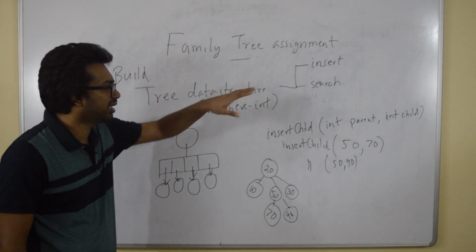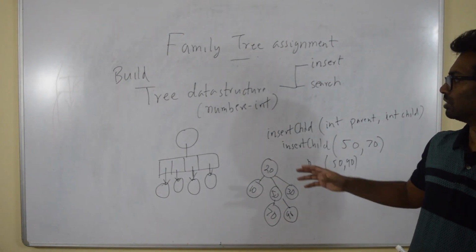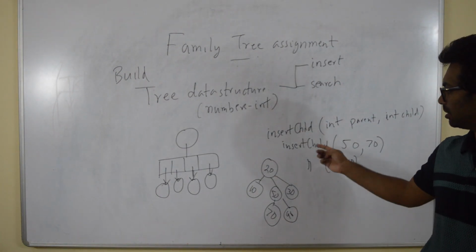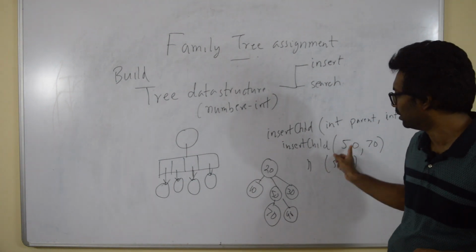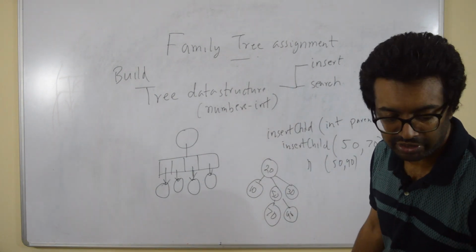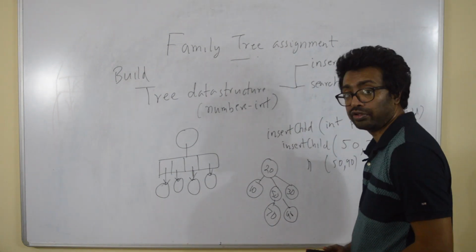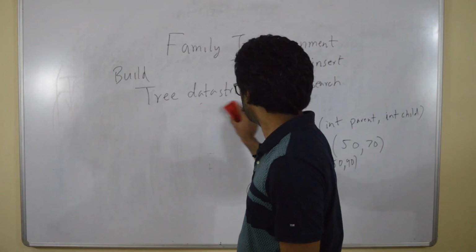So you'll have things like insert, and also you'll have search. You can have a function where you search for a number. This is important if you want to insert a child. You will have to search for 50, and then you have to insert. But I wanted a different function. This is where you will have to do some work, and you will have to find out how to do this.